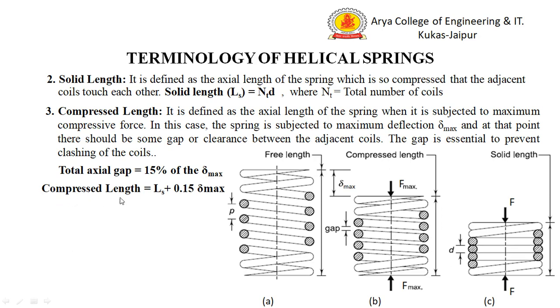So what is the compressed length? Compressed length is equal to solid length plus this gap. This gap is the total axial gap, which is called the clashing allowance. So compressed length is equal to Ls plus 0.15 of delta max.